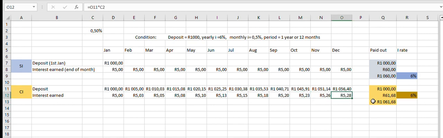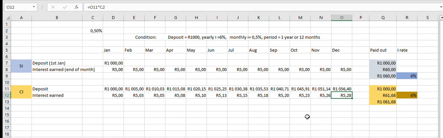So now again, you can see that already from the point of view of the total, we end up earning more interest using the compound interest. So we are earning 61,68 compared to 60 rand in the simple interest. Someone will tell me, oh, but it's just 1,000 rand, right? It's just 1 rand extra. Yes, that is true, because we are now dealing with 1,000, right?